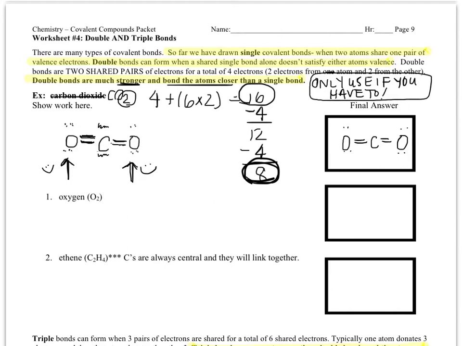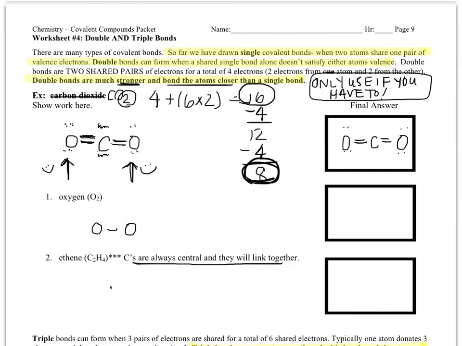Now, I want to help you. There's a couple here that aren't super obvious because they don't have central atoms. So, I'm going to give you just sort of the skeleton structure to get you started so you know which atoms connect to which. But don't think I'm giving you the answers because you still got to total up your valence electrons. You've still got to put in single electrons and bonds and all that. Okay, but for oxygen, remember, they'll just connect like this. There's no central atom.